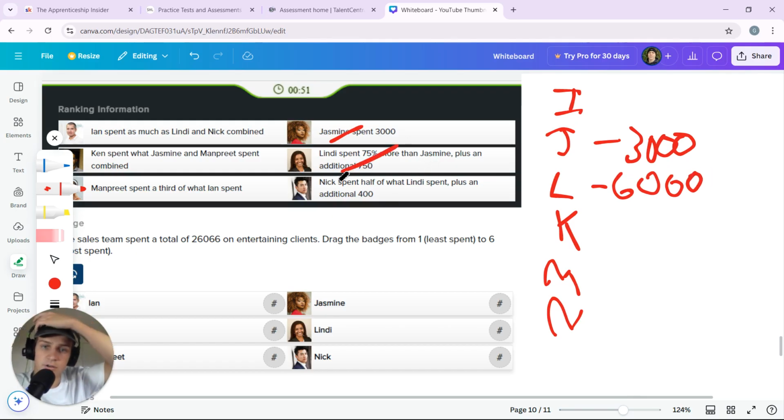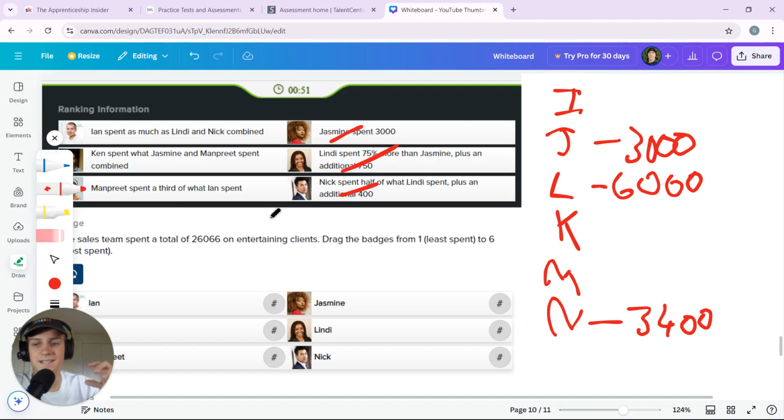Now that we know both of those, we can see who mentioned anything to do with Jasmine and Lindy. If we were to come to this one here with Lindy, it wouldn't help us because we still don't know Nick. If we come to this Jasmine one here, we know Jasmine, but we don't know Manpreet, so it doesn't really help us. So we want one which just has Jasmine or Lindy, and that's this one. Nick spent half of what Lindy spent plus 400, so that's 6,000 divided by 2, which is 3,000, plus 400 is 3,400. I don't know why I needed a calculator for that, but we'll go with it. And that's that one. Boom.